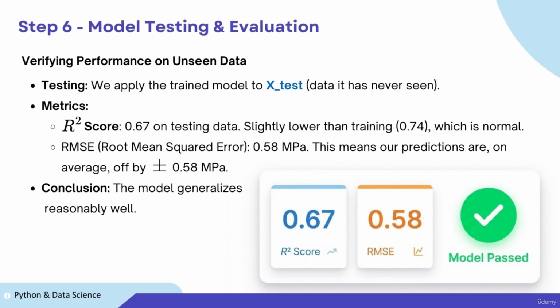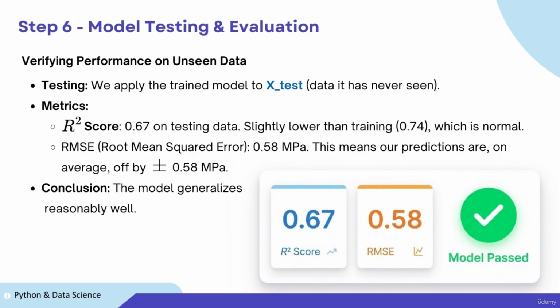Step 6 is the moment of truth, evaluation. We take our trained model and ask it to predict the strength for the testing set, the data it has never seen before. We look at two metrics. First, the R-squared score. It dropped slightly to 0.67. This is normal. Models usually perform a bit worse on new data.